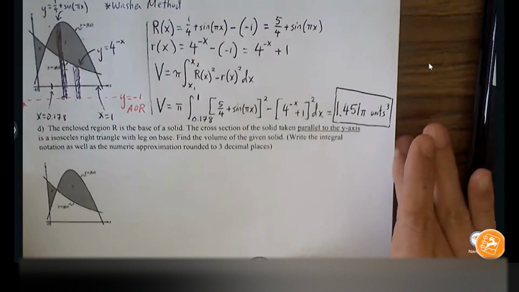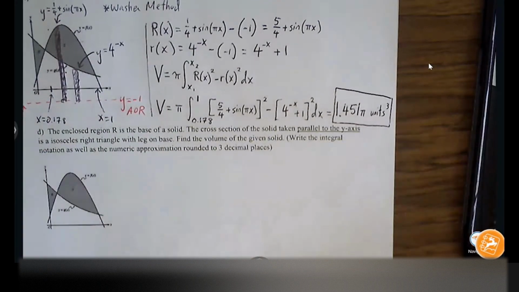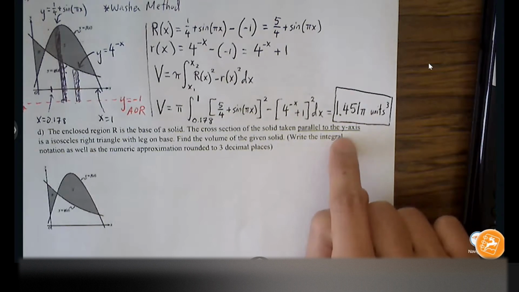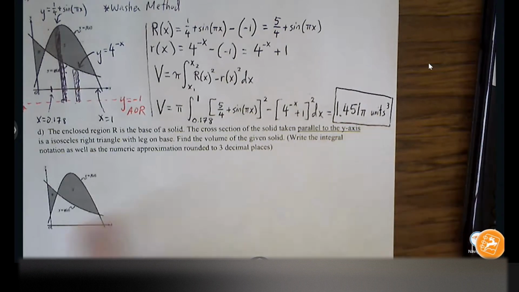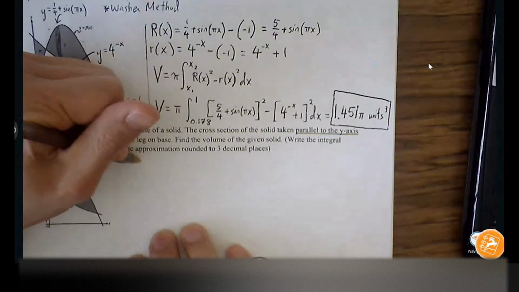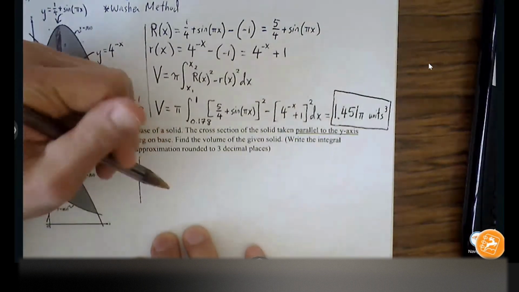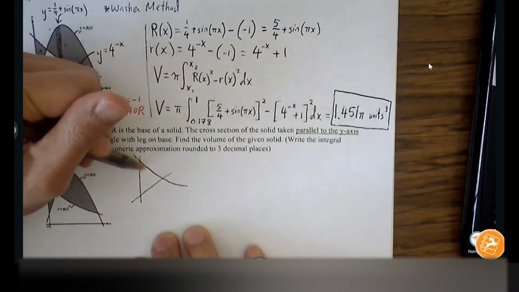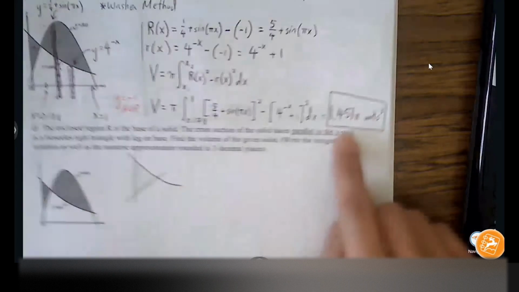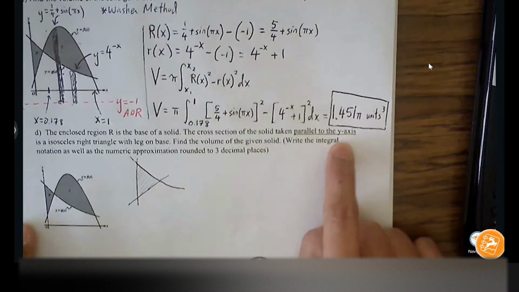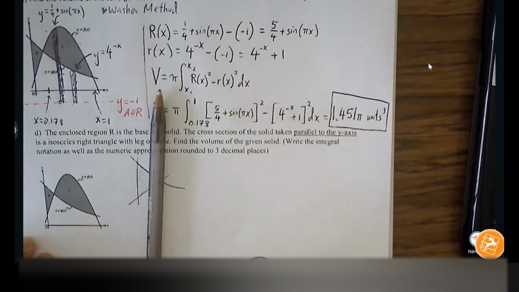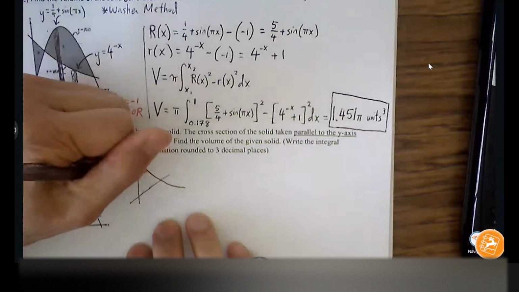Part D, enclosed region R is the base of a solid. The cross-section of a solid taken parallel to the y-axis. So we always have to decide what direction we're trying to build our base. So we're back to region R. I'll put region R here. All right, so parallel to the y-axis. Y-axis is vertical. Parallel means same direction, so still vertical. So our base is going to be vertical, so top minus bottom.